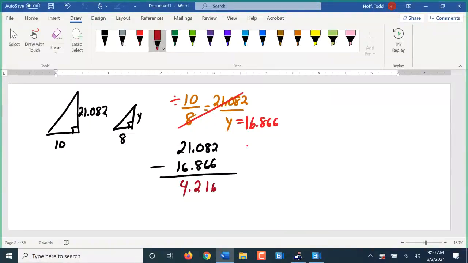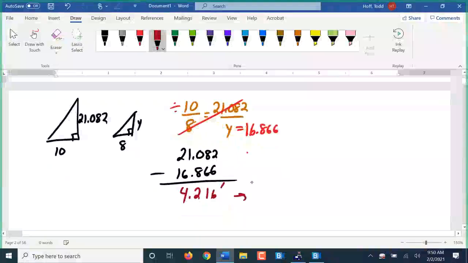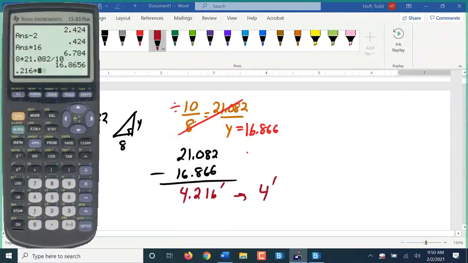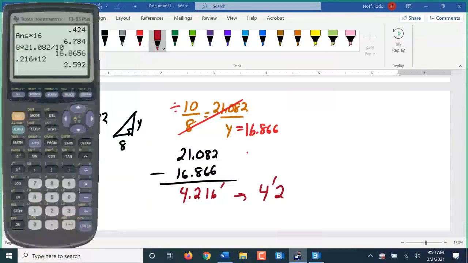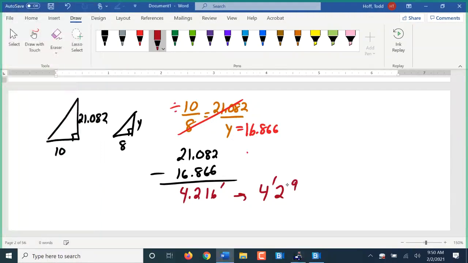4.216 feet, so it'll be 4 feet. Take the 0.216 times 12 to make it inches. That's 2.5, so that's 2 inches. Take off the 2 whole inches. We've got the 0.592 times 16. That's 9.4, so that's just 9/16. That is the decrease on the common roof side.